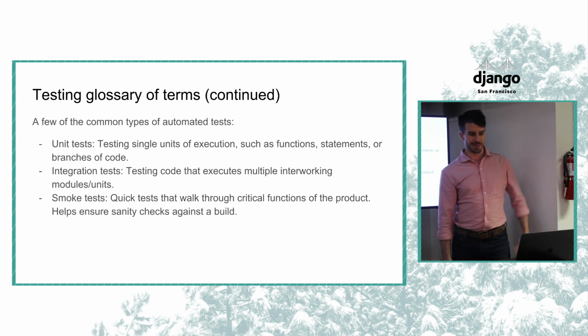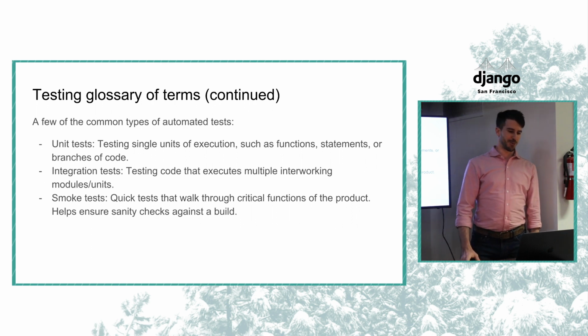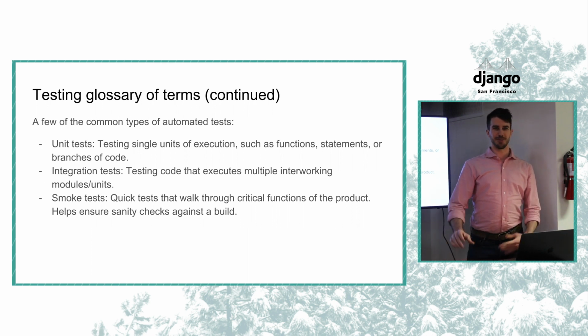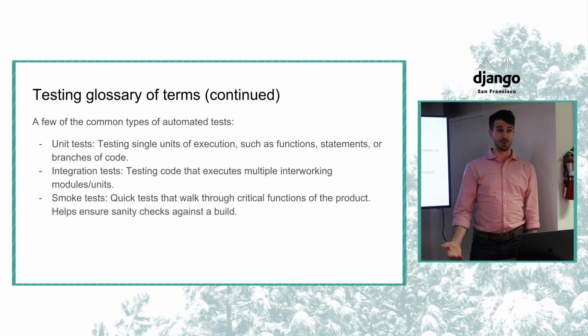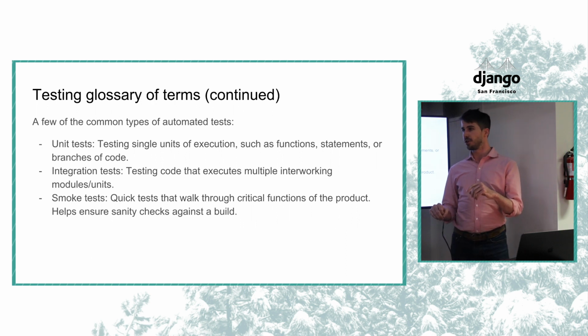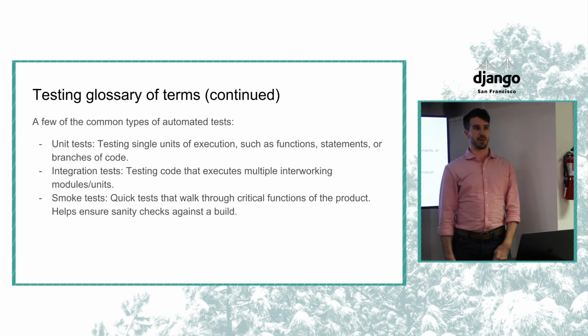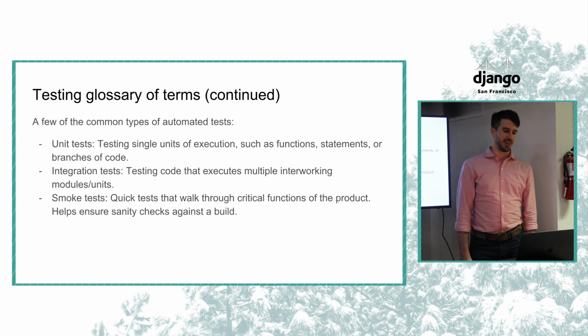As I mentioned earlier, there are so many different types of tests, and it seems like everyone I've ever talked to has slightly different definitions. I'm going to be referencing 3 types of tests today. The first is unit tests. These are tests that test a single unit of execution in your code. It might be a single function, a single branch within a function, or a single statement that you're testing. That's typically what I mean when I say unit tests. I think other people might have different definitions.